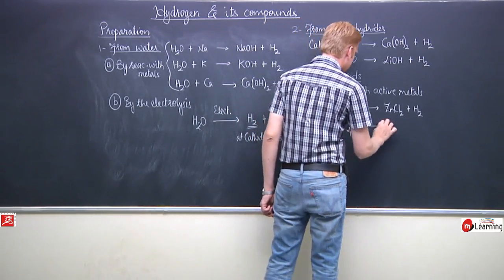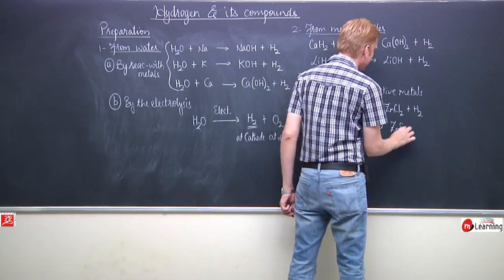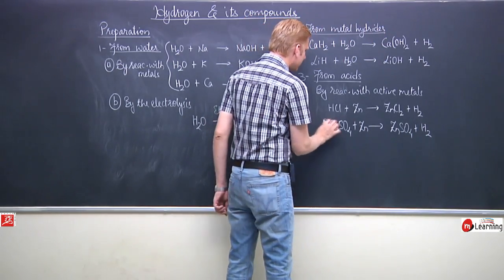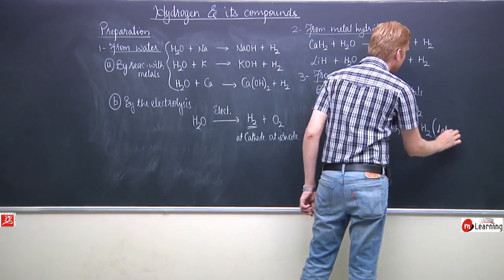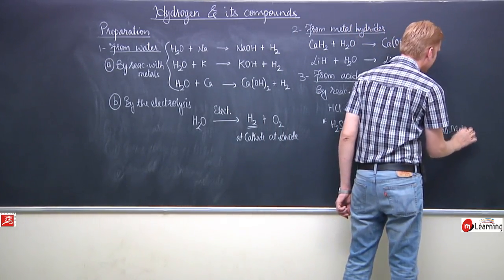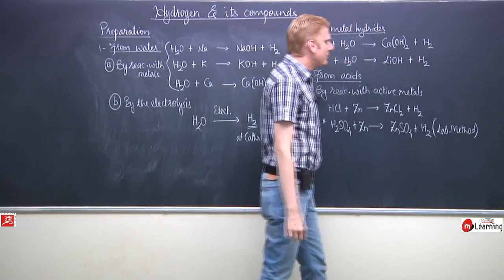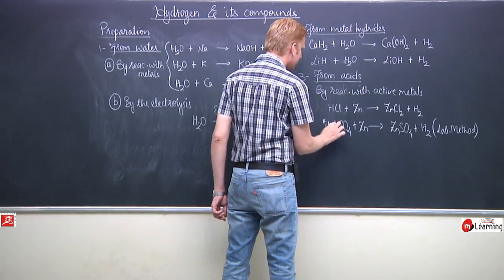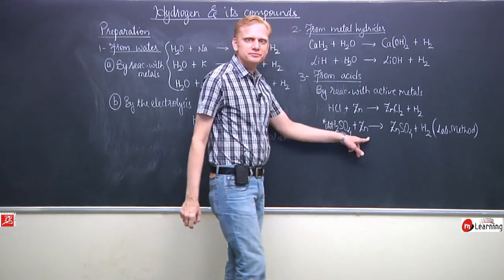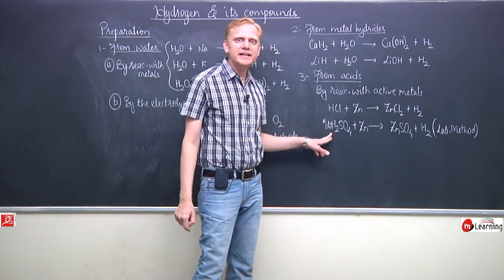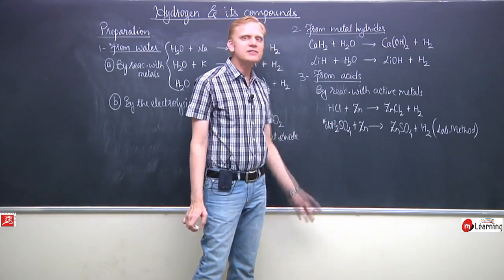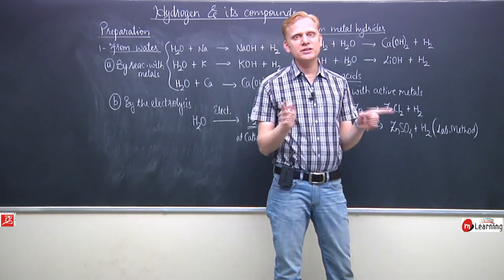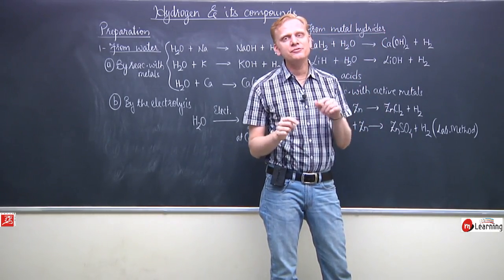Again, zinc on reaction with dilute sulfuric acid liberates hydrogen. This particular method is used for the preparation of hydrogen in laboratory. So this is the laboratory method of preparation of hydrogen. Remember, we take dilute sulfuric acid and it is allowed to react with zinc. In the reaction, it is compulsory to take dilute sulfuric acid because concentrated sulfuric acid does not produce hydrogen gas. Rather, it produces sulfur dioxide gas due to the reaction between hydrogen and sulfuric acid.